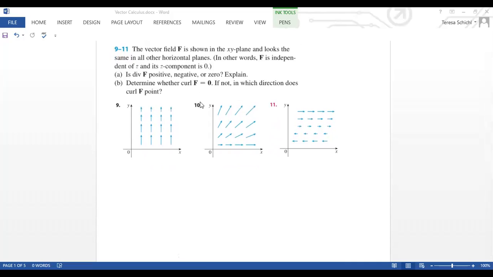In problems 9, 10, 11, we have 3 vector fields in the XY plane, and that means the same in all the other horizontal planes. We really treat this F as having its Z component equal to 0. We want to see whether the divergence of F is positive, negative, or 0. Then we want to decide whether curl F equals the 0 vector or not. If not, which direction the curl points to.